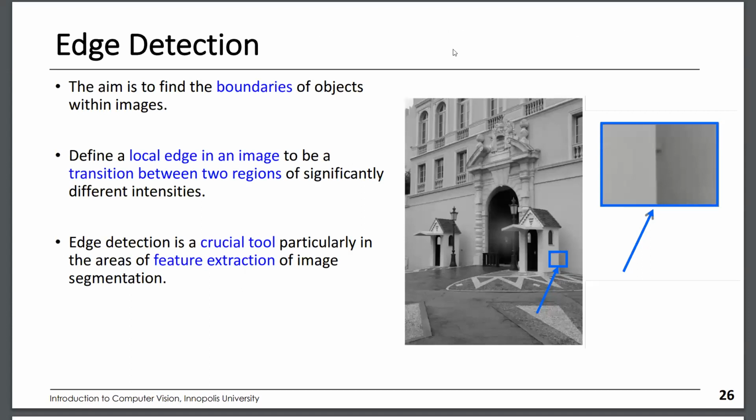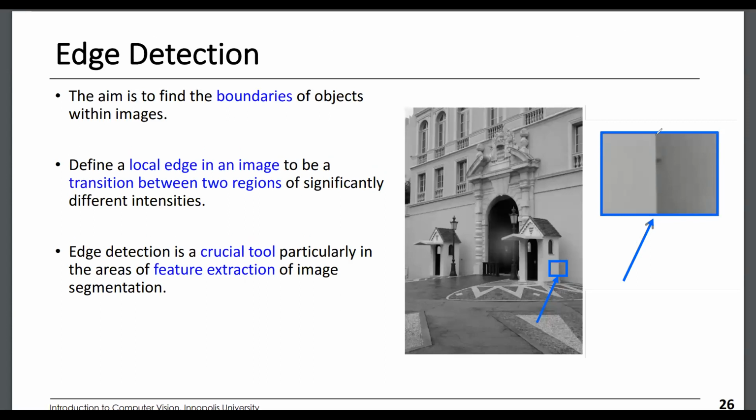Now, again, we spoke a little bit about what edges are. So we said that an edge is basically a sudden change.